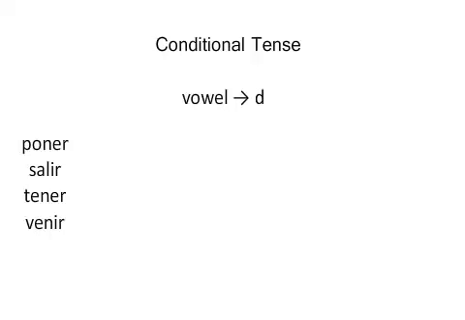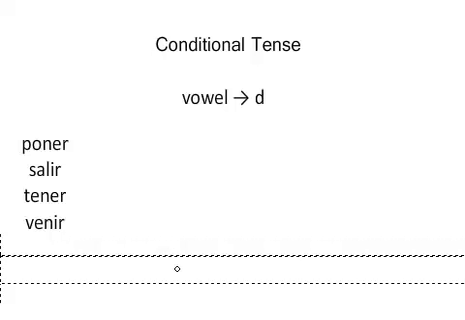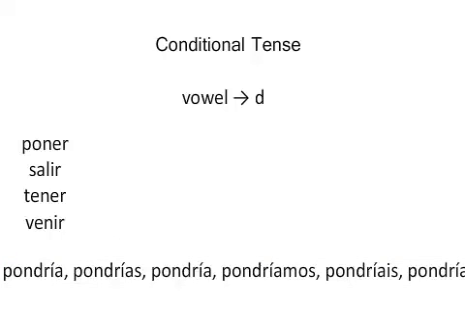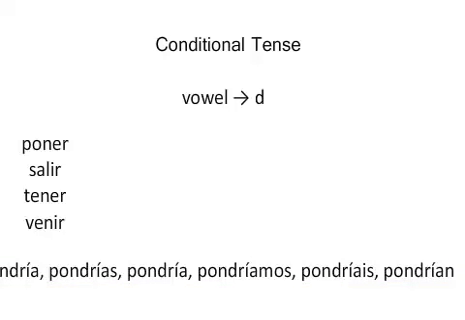Poner, salir, tener, venir. Each of these, we would remove the vowel before the R and then add our endings. So for poner, we would have pondría, pondrías, pondría, pondríamos, pondríais, pondrían. The same concept would go for any of these others or any other vowel to D verbs in the conditional tense.